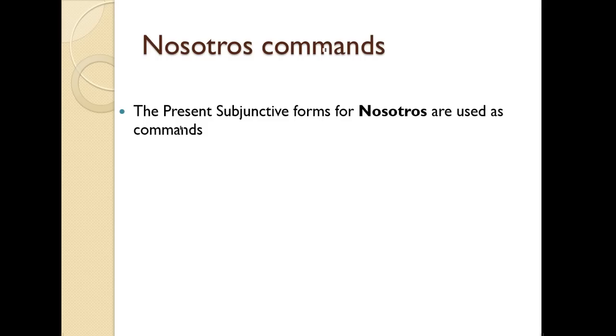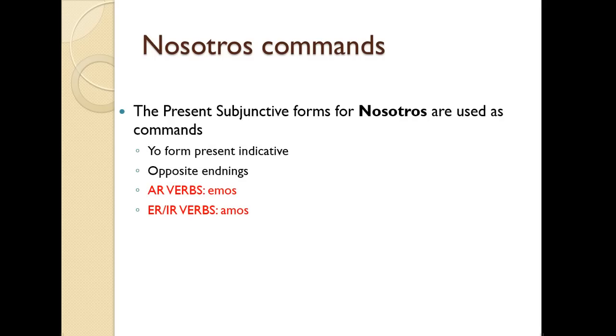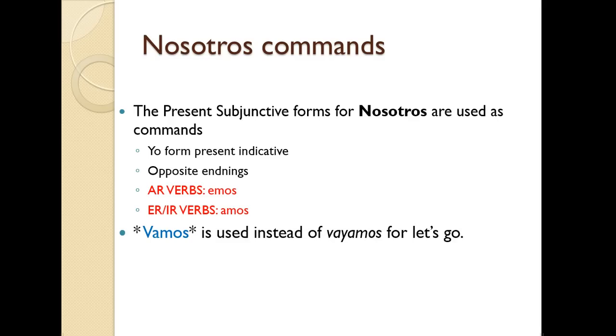My nosotros commands. With nosotros, you're talking to a group of people, but including yourself. So examples in English would be like, let's go to the movies, or let's eat dinner right now. Those are nosotros commands. The formation is going to be present subjunctive, but in the nosotros form. A couple of quick notes about nosotros commands. Vamos is going to be used instead of vayamos, because remember that vayamos is the subjunctive form in the nosotros, but when you're using it as a command, you just say vamos.